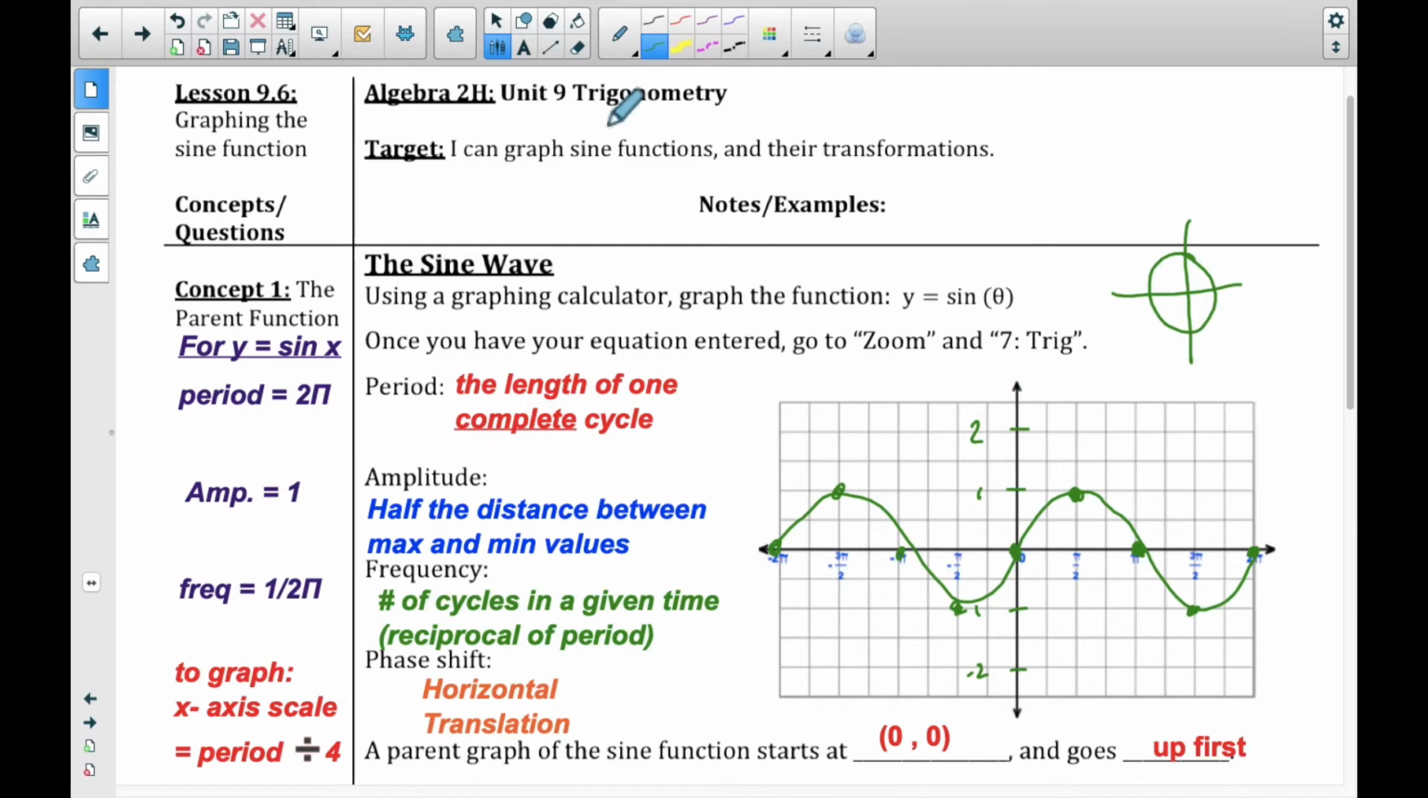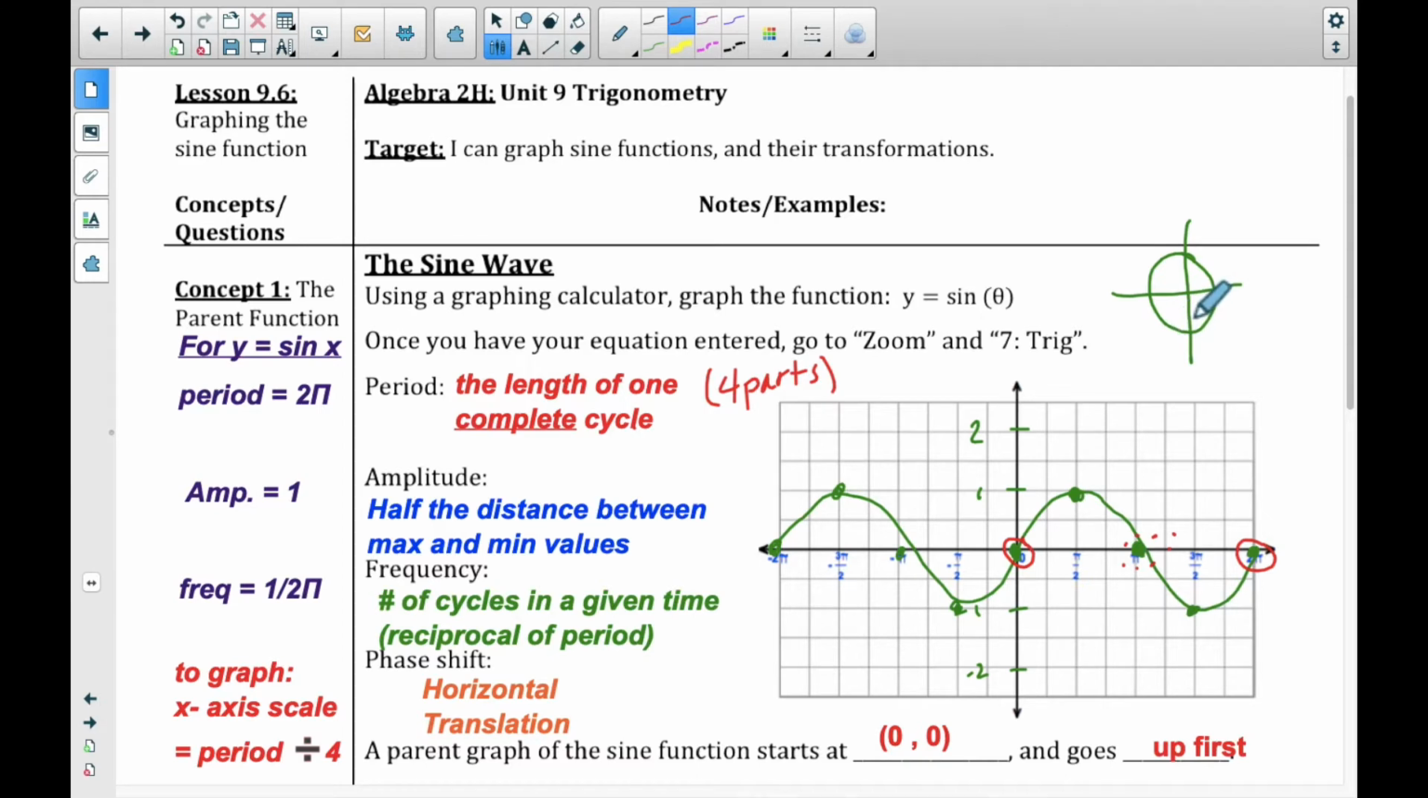Let's talk about some of these terms. The period is the length of one complete cycle. What that means is on this graph, and you don't need to draw this, but I'm going to show you, if we start here and we go up, down, down, up, that is one complete cycle. It has four parts. It goes up, down, down, up. That makes one complete cycle. Now we're back where we started. Here, it kind of looks like we're back where we started, but we're not really because it didn't go all the way over.